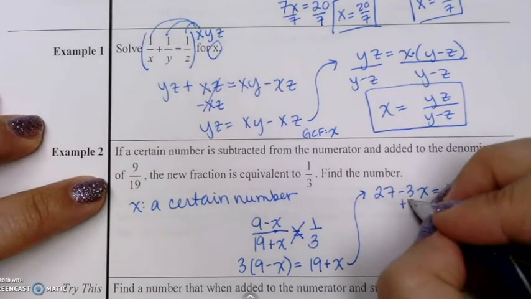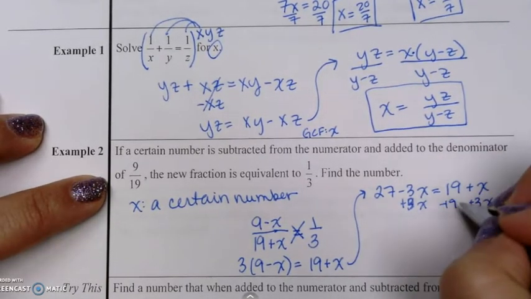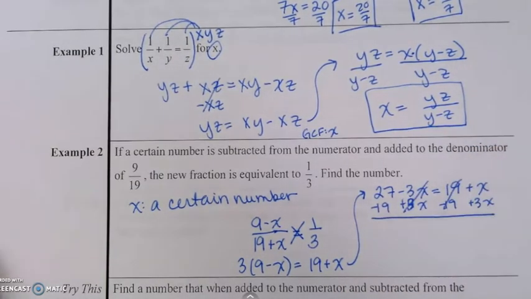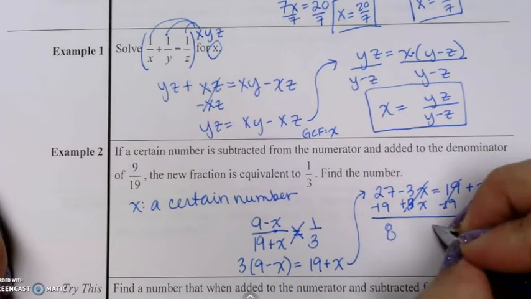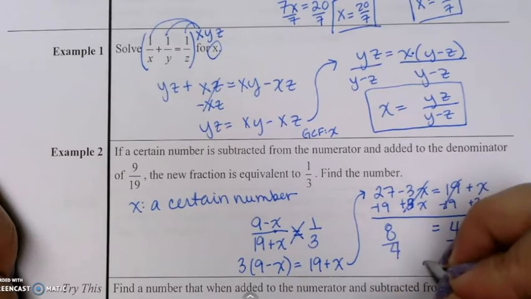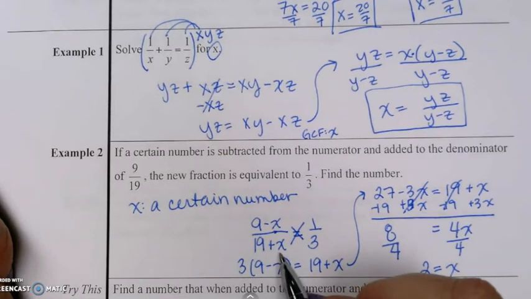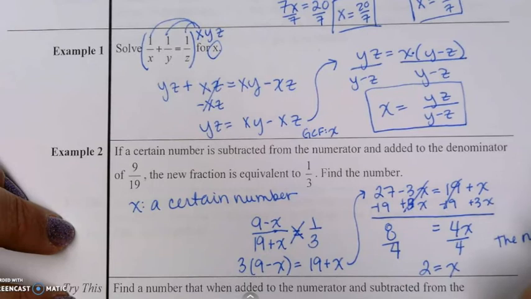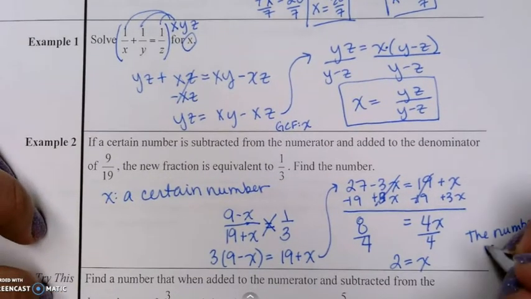Isolate x, so plus 3x, plus 3x, minus 19, minus 19. Those cancel out. 27 minus 19 is 8 equals 4x. Divide by 4. 2 equals x. Check back. 19 plus 2 is not 0, so then we are okay. The number is 2.